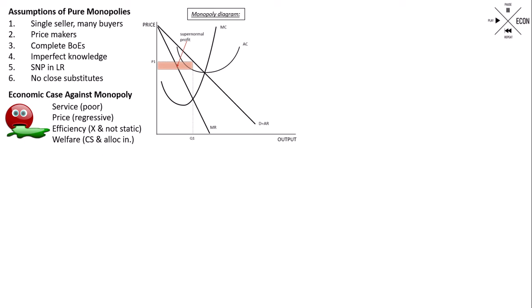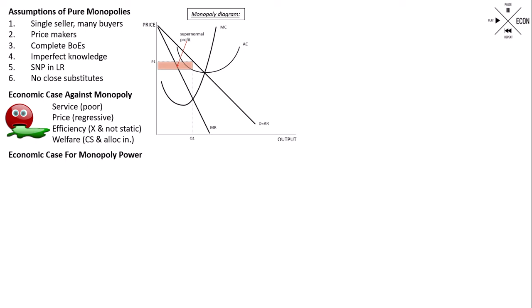They're not efficient, so they're X inefficient in regards to diseconomies of scale, and they're not static efficient. So you can see in the diagram beside, they are not allocatively efficient, and that's where AR equals MC, so they do not produce there, and they are not productively efficient where AC equals MC either. And the welfare, they restrict consumer surplus, and they're allocatively inefficient.